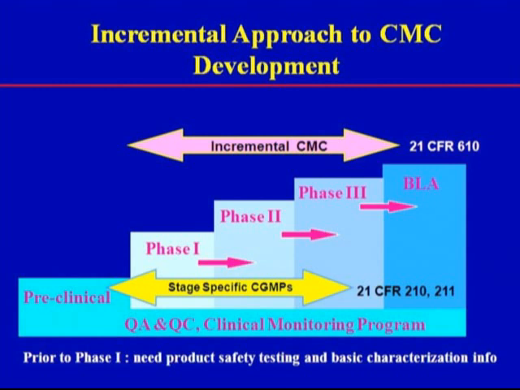For your BLA, your product should be fully characterized and comply with the biologics regulations outlined in Title 21, Part 610 of the Code of Federal Regulations. In addition, process control and CGMPs, as outlined in Parts 210 and 211, should also progress along with clinical development, as shown by the arrows on this slide.